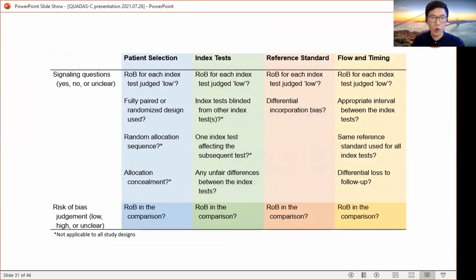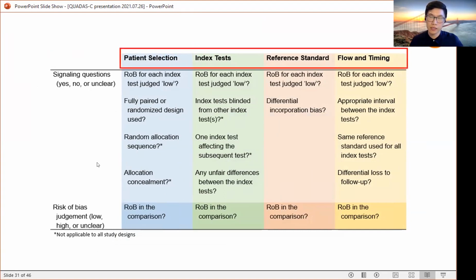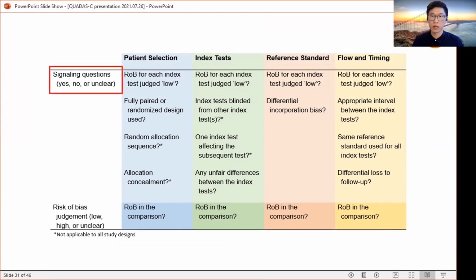So this is how the structure of the items in QUADAS-C looks. I'll run through each part of it with you slowly. QUADAS-C has 4 identical domains, just like QUADAS-2 does: patient selection, index test, reference standard, and flow and timing. And it has signaling questions. Signaling questions are more factual questions in order to capture each aspect of the study design, and they can be answered yes, no, or unclear.